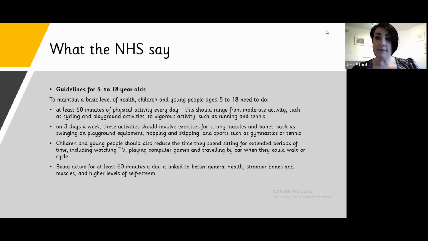However, if your PE curriculum is being squeezed and squeezed and squeezed into small chunks of time, that is going to impact the amount of time children are physically active within school. It's going to impact the amount of time children have to develop and refine those skills that they need in order to be successful for the next step in their journey. So it's really, really important. And there are some really good statistics on the NHS website and on the Change for Life website about why it is so important these children are physically active.